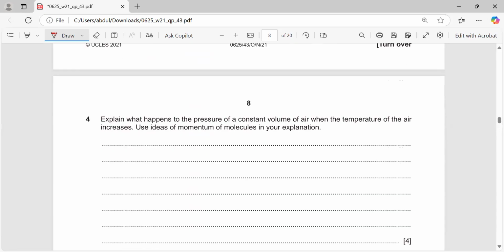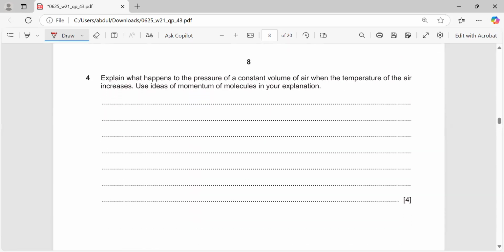Next, my dear friend. Explain what happens to the pressure of a constant volume of air when the temperature of the air increases. Use ideas of momentum of molecules in your explanation. So in this explanation, you are not going to use that molecules are getting closer together or moving further apart. No chance, because the volume of the air is constant.